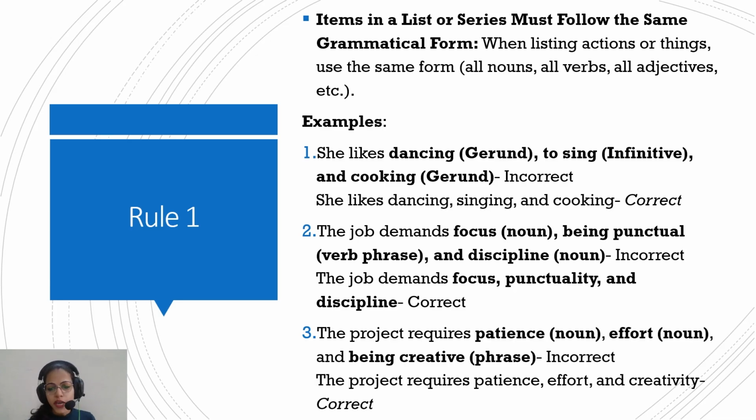Okay. So the project requires patience, effort, and being creative. Being creative is so out of place. Patience and effort are fine. They're both nouns and the sentence is forming some sort of format. But if we write it like the project requires patience, effort, and creativity, it makes sense. It is grammatically correct and it is simpler. So whenever you are listing out things, always see that they follow the same grammatical form.